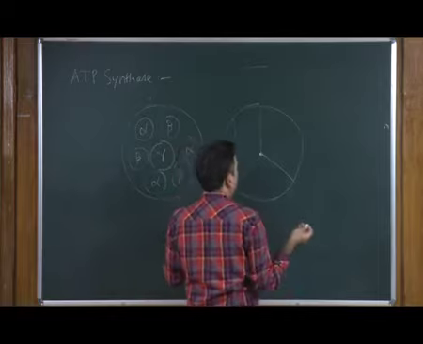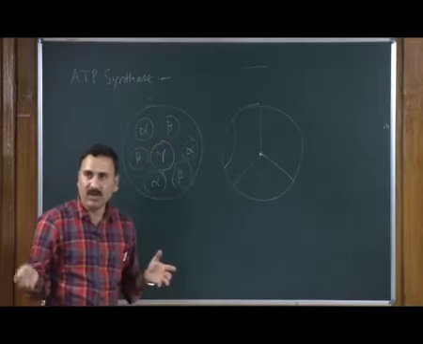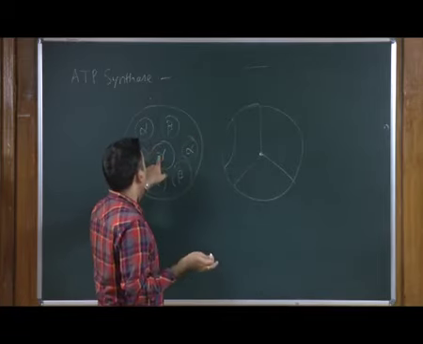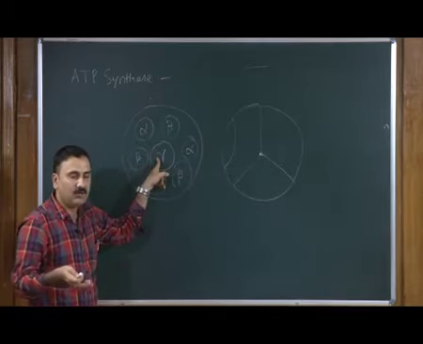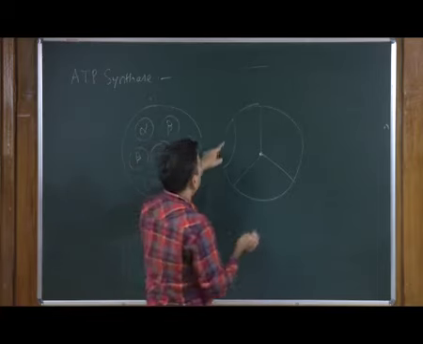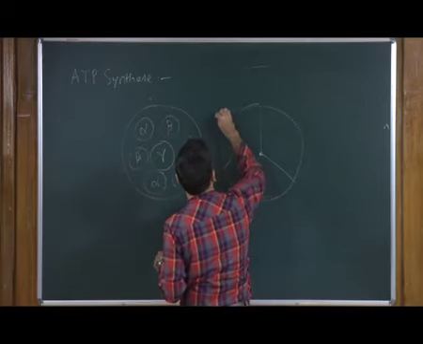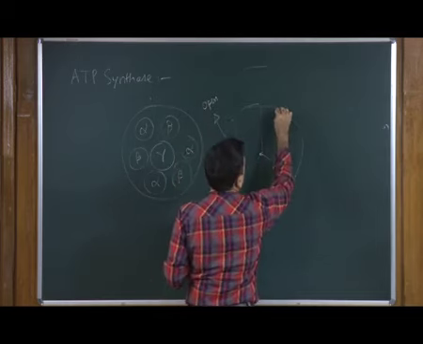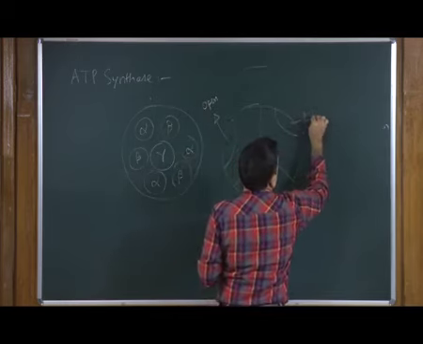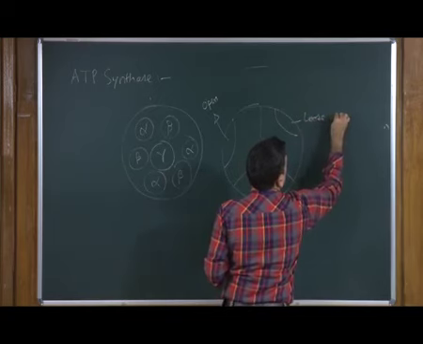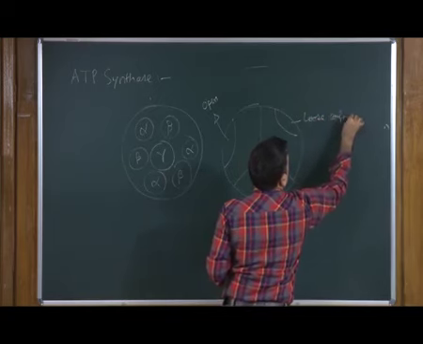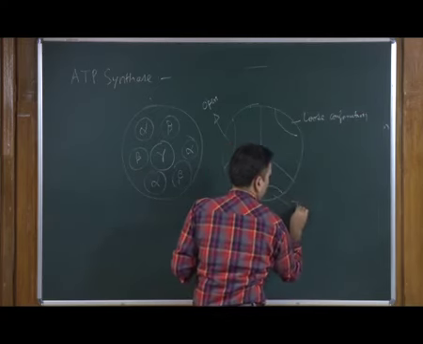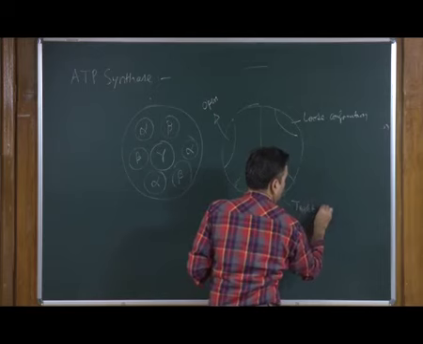Or its catalytic site can be modulated in 3 different ways. So, it can actually be modulated by the conformational changes induced by the gamma chain. So, it has 3 different types of conformational changes. One is called open conformation, the other one is called loose conformation, and this one is called tight conformation.